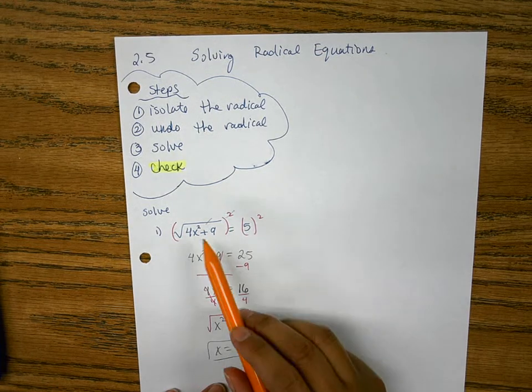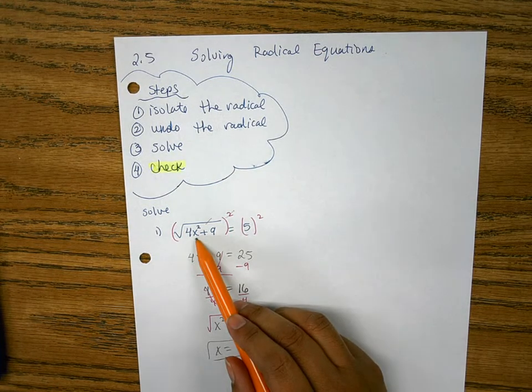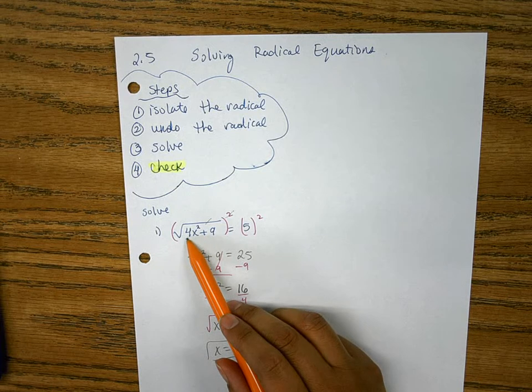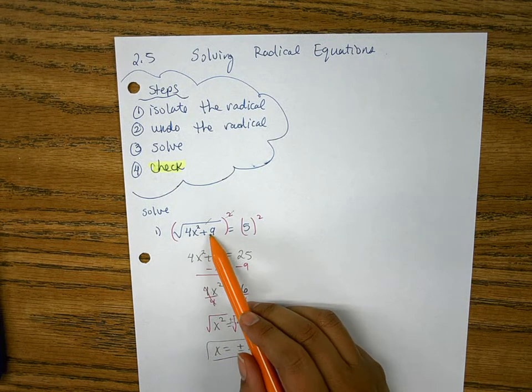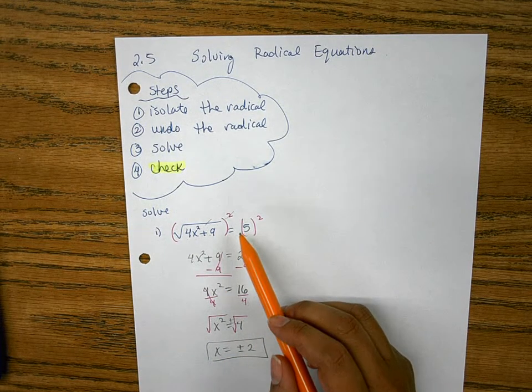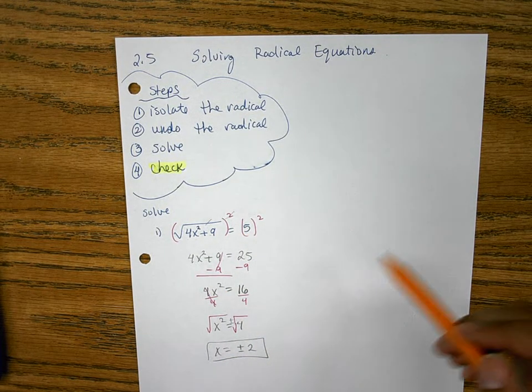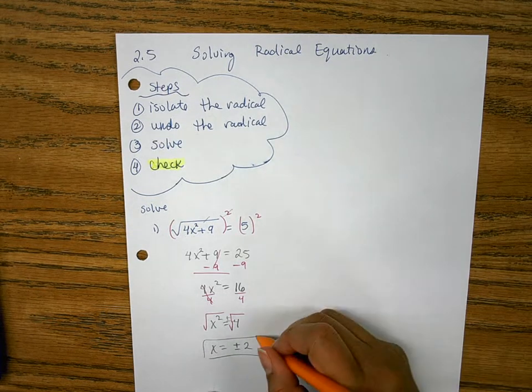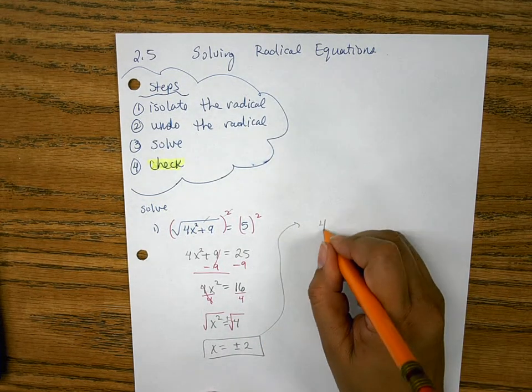All right, so let's check 2. 2 squared is 4. 4 times 4 is 16. 16 plus 9 is 25. And the square root of 25 is 5. If that was too fast, you can pause it and actually plug it in. I will plug it in for the -2 just to show you.